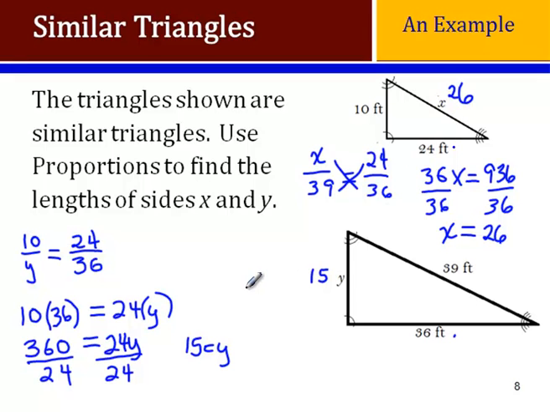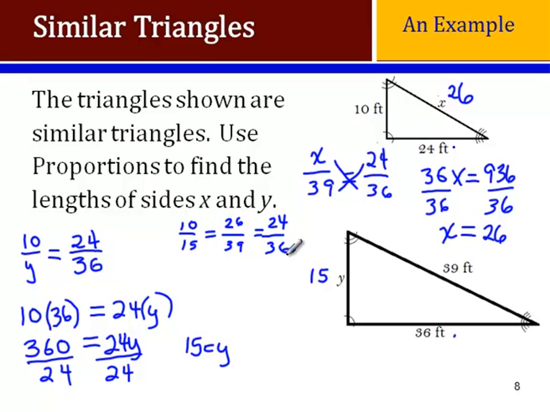Now let me show you sort of a quick check on this to make sure that you have everything right. These ratios have to be equivalent. So I've got 10 to 15. I've got 26 to 39. And I've got 24 to 36.